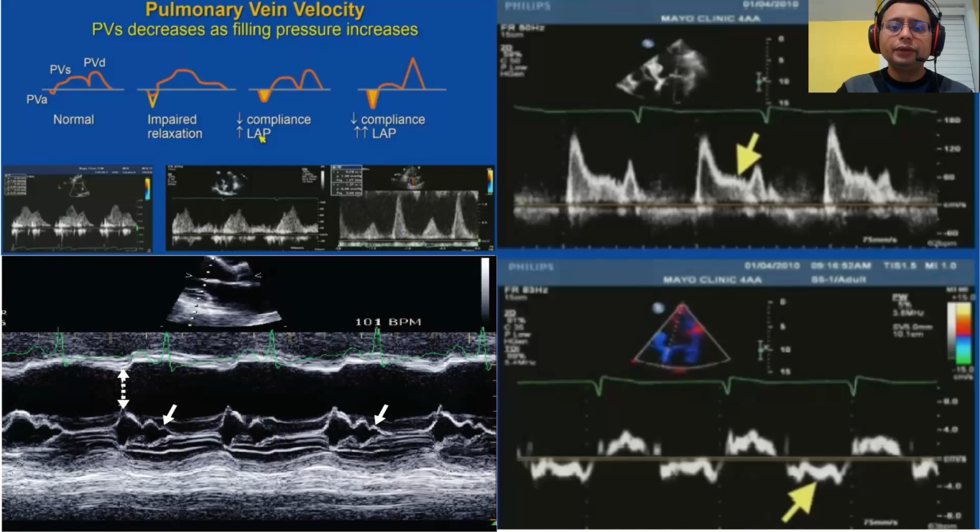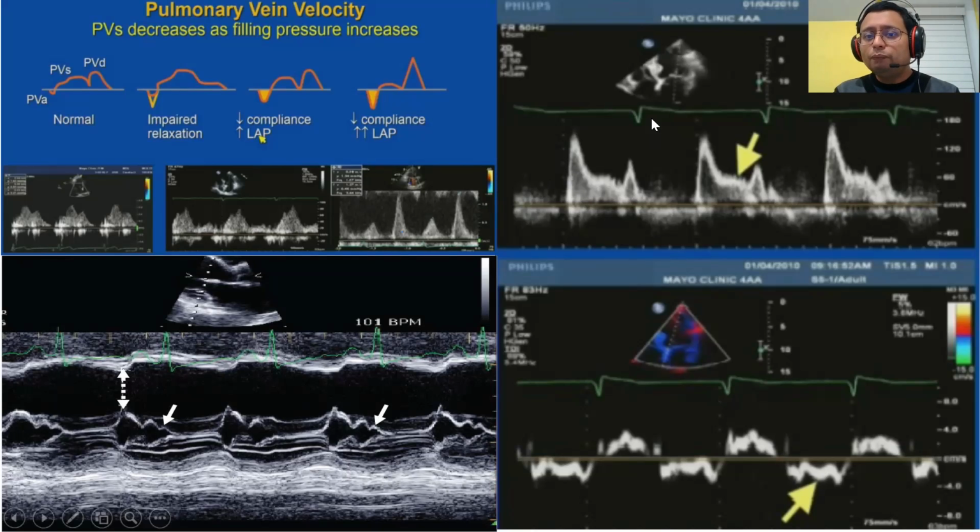I repeat again. The worse your myocardial relaxation, the worse will be your reversal during atrial contraction. The longer it will be. As it gets longer, when you subtract the duration of the mitral valve A wave, if it's more than 30 milliseconds, you have an increase in left ventricular end-diastolic pressure. That's number one, tips.